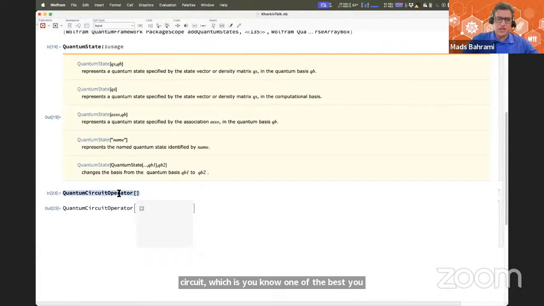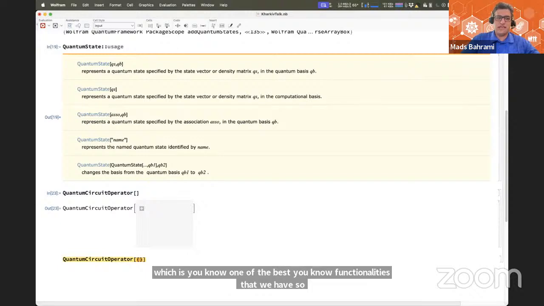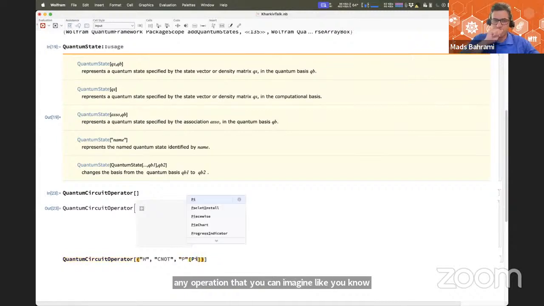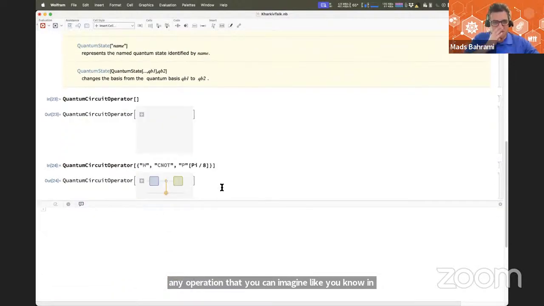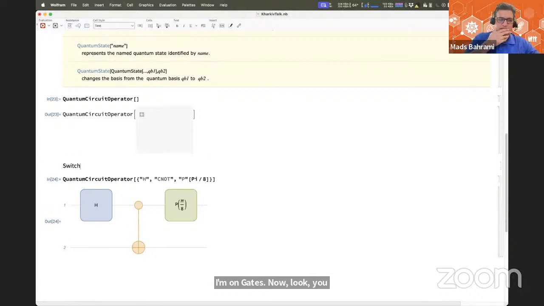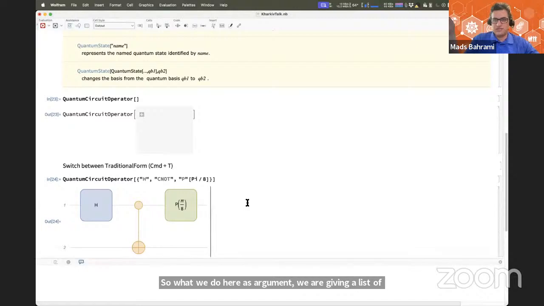So let's start with a circuit, which is one of the best functionalities that we have. The arguments that you can put inside a quantum circuit operator are literally any operation that you can imagine in typical quantum computation. Of course, one big feature is common gates. Let us explain what we do here. As argument, we are giving a list of gates, and those gates are simply the common names that we have for those gates.